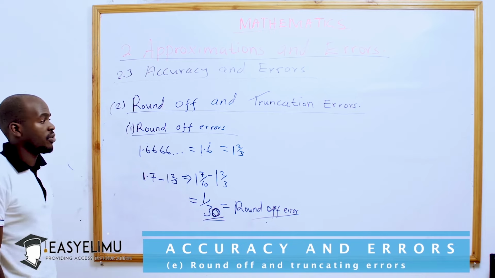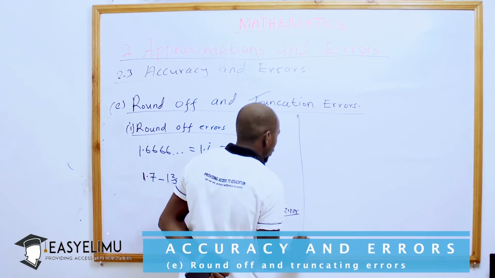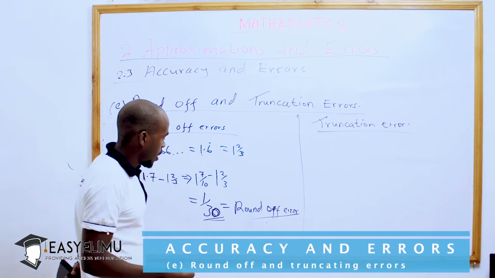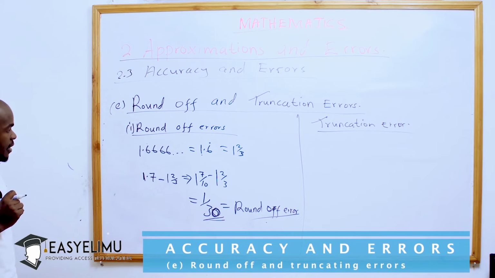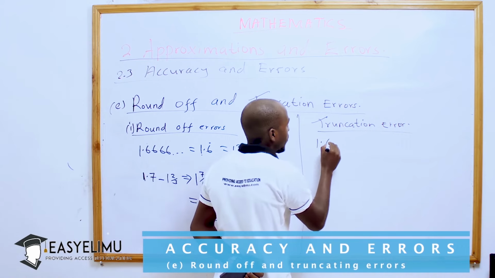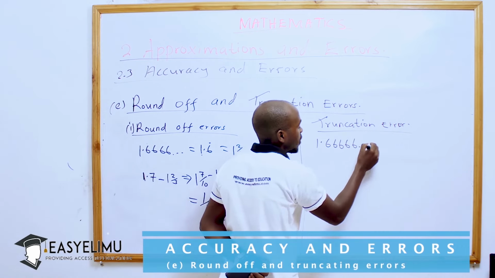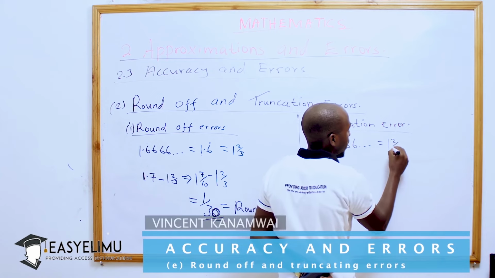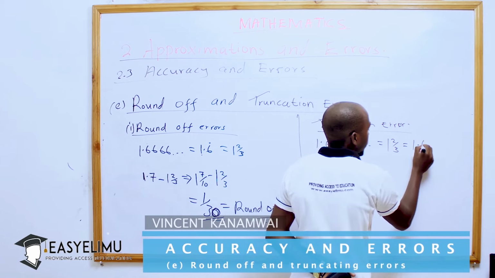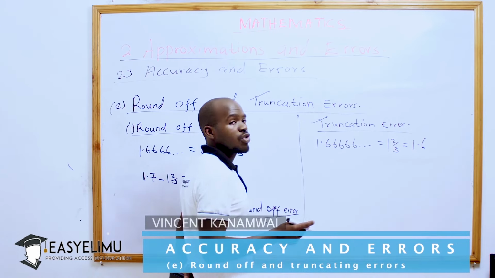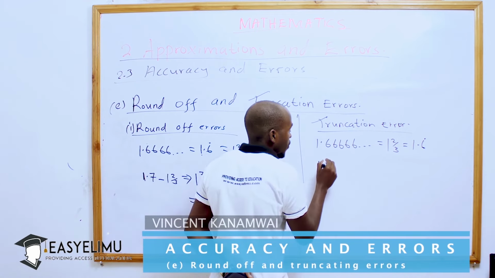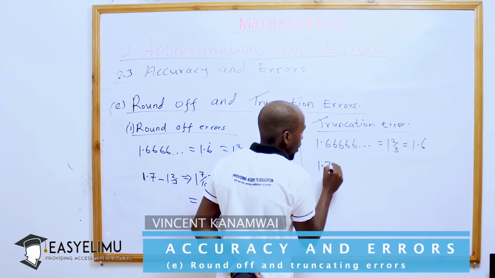So that is what we are referring to, round off error. Now let's see truncation error or truncated error. Here, if we have the same, for instance, and we truncate, for example, 1.66666 recurring, which is 1 and 2/3, you will find, if we truncate to two significant figures or one decimal place, you will have 1.7.